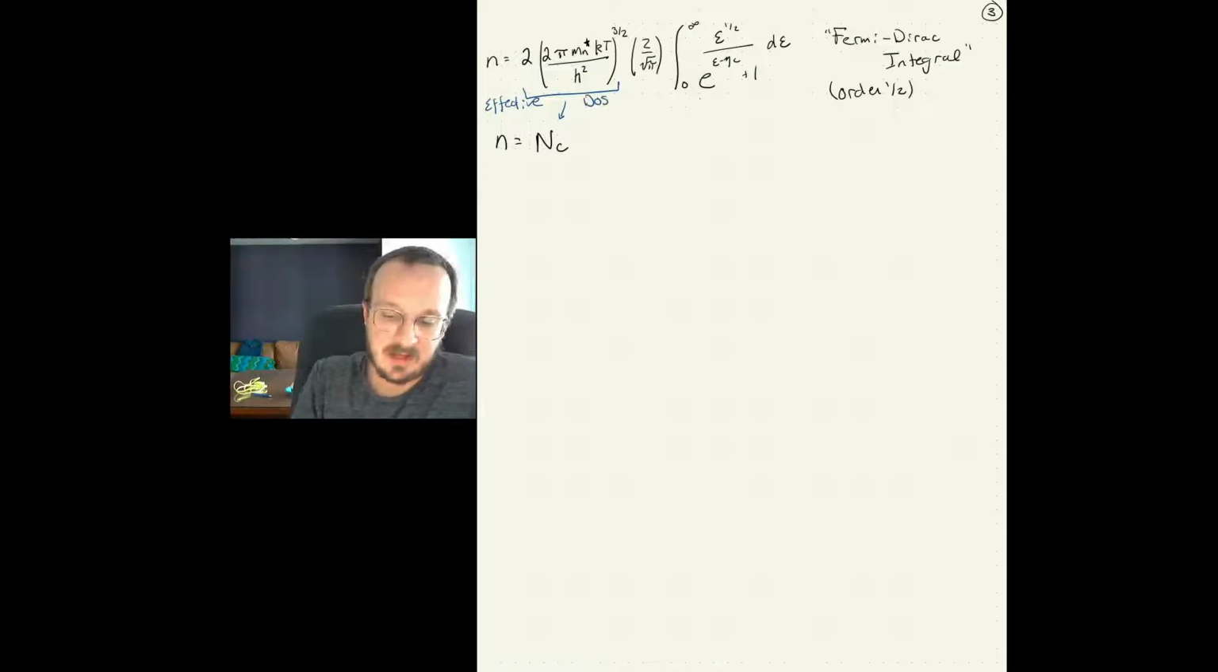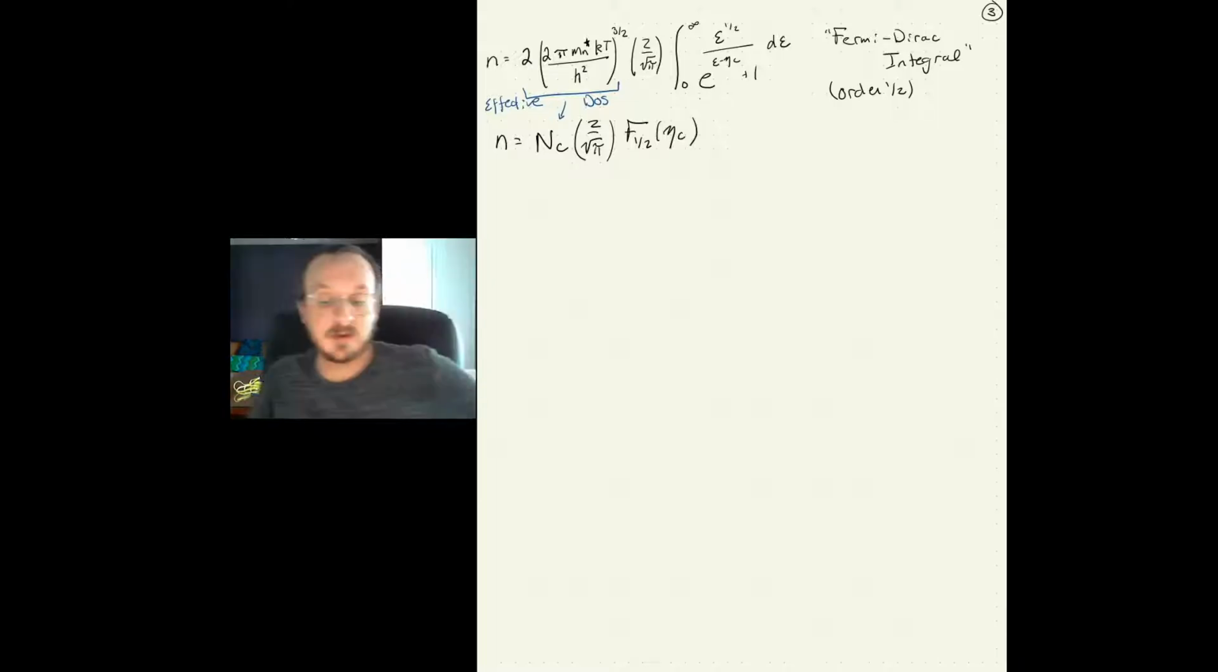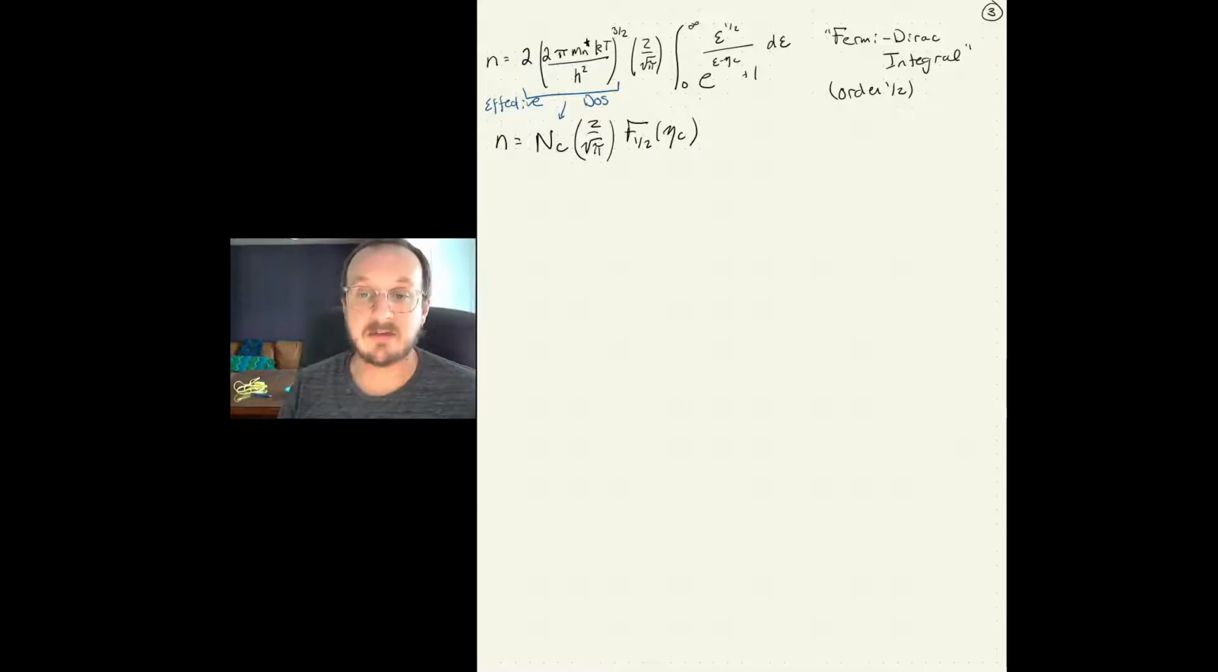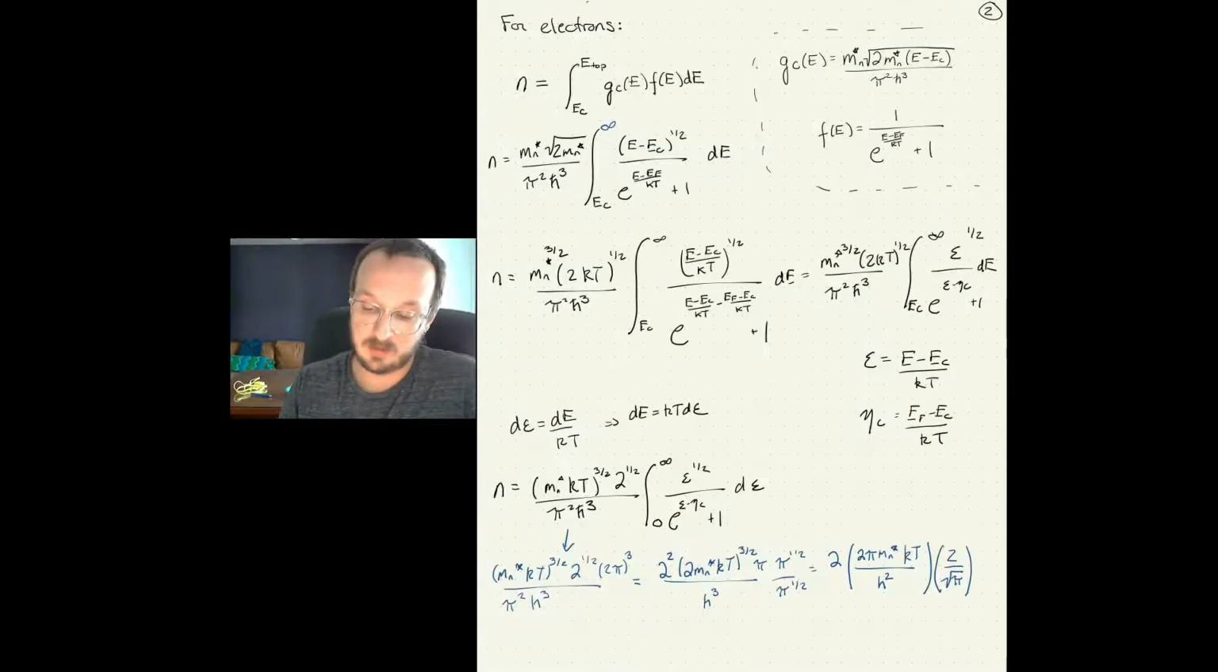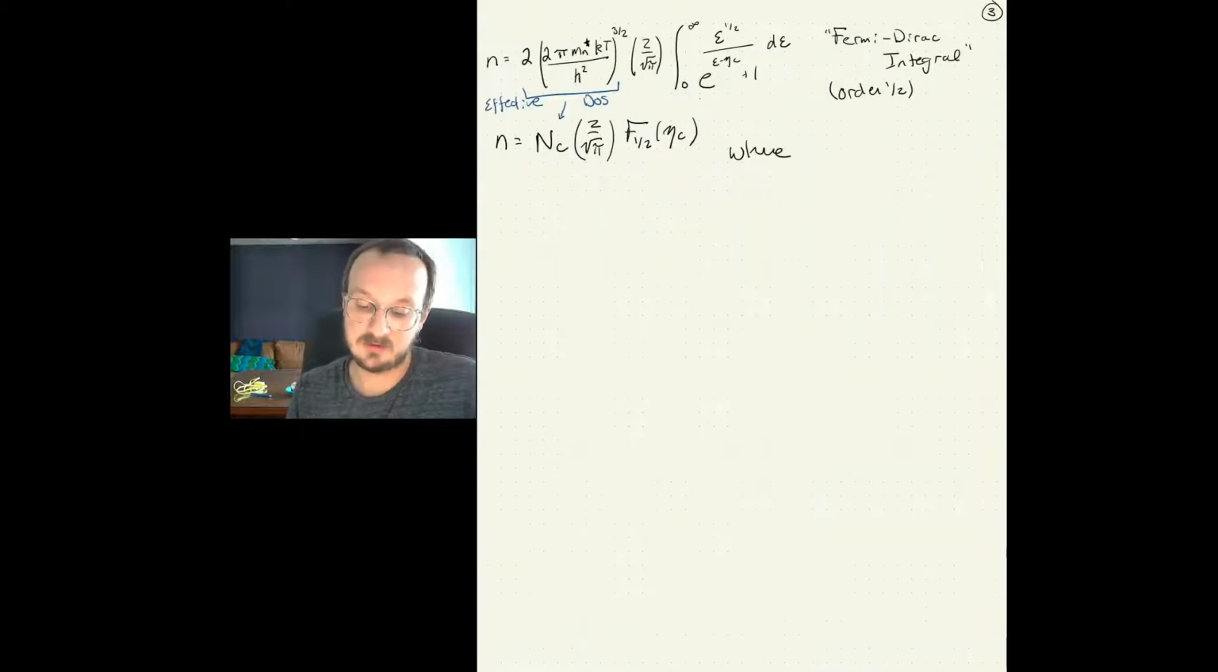And then we have 2 over square root of pi times capital F subscript 1/2 of eta c. This is the way we can write the Fermi-Dirac integral of order 1/2. The subscript indicates the order, okay? So let's copy these over. And this is going to be the definition of, well, we don't need eta, we don't need epsilon, we need eta c.